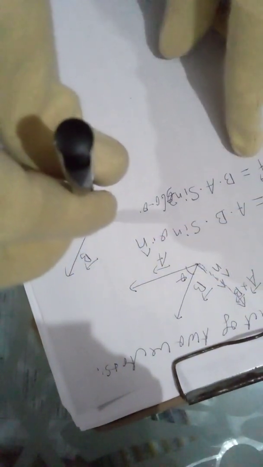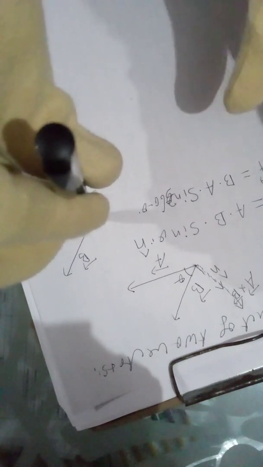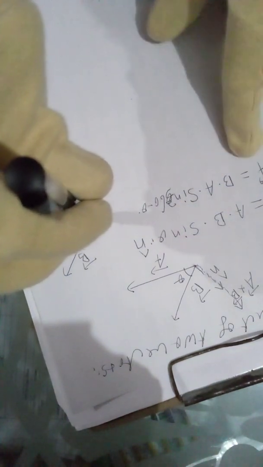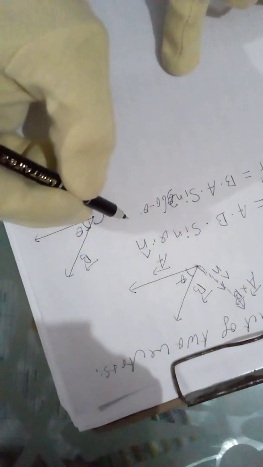To find B cross A, we rotate B to A. To find A cross B, we rotate from A to B. So your pre-vector is B, and the post-vector is A. So rotate your screw from the pre-vector, that is B, to the post-vector, that is A. Then this rotation is clockwise. If a screw rotates in clockwise direction, then the tip of the screw moves in downward direction. So the direction of the unit vector is downward.